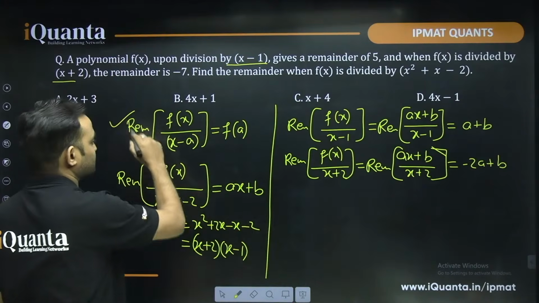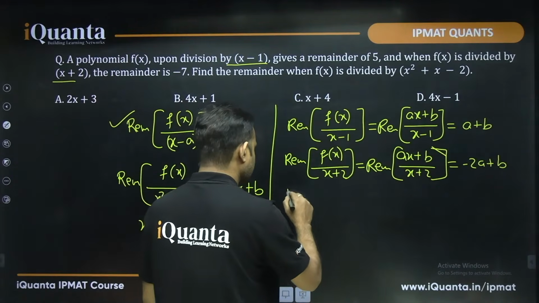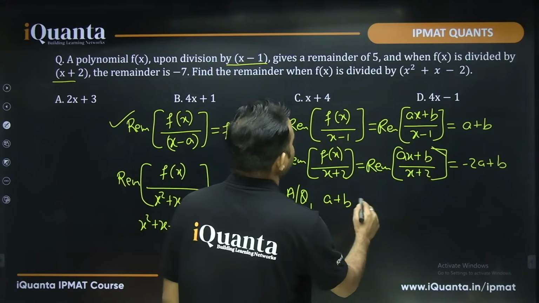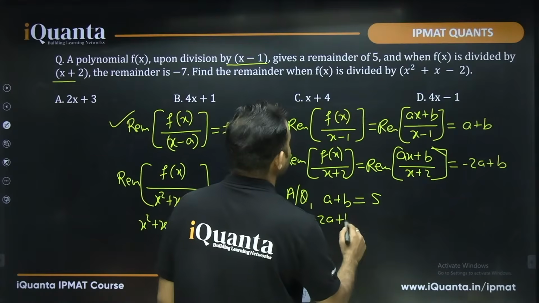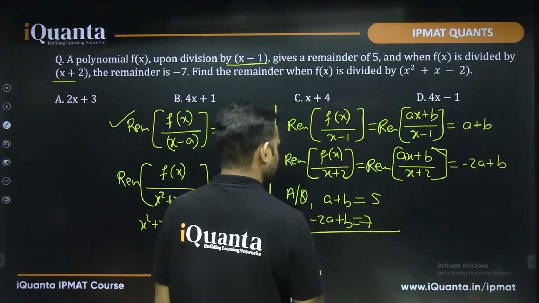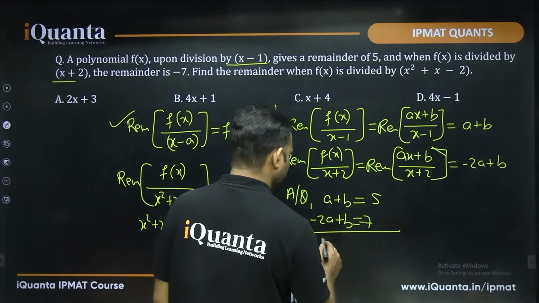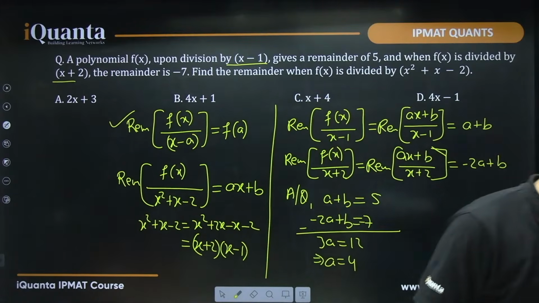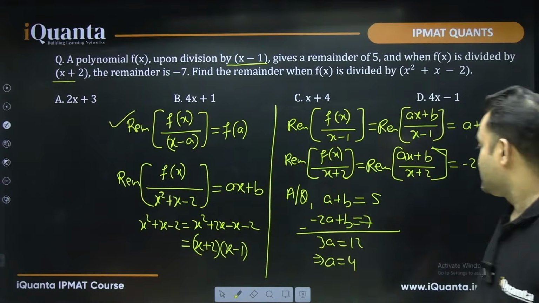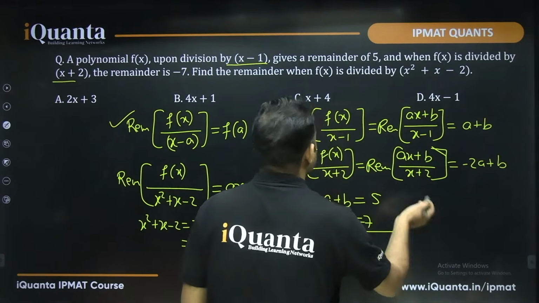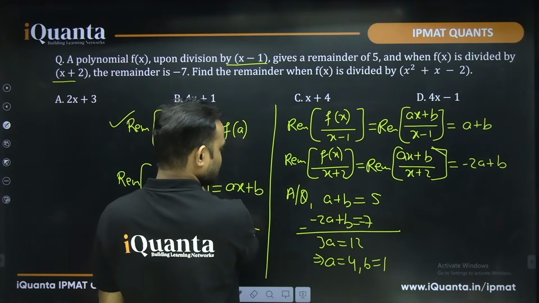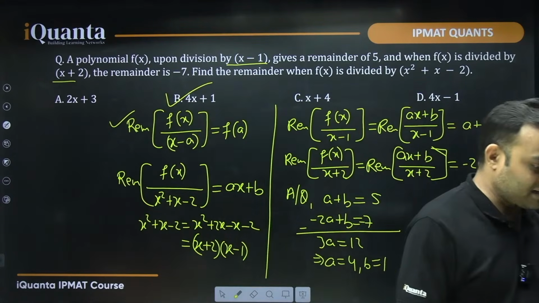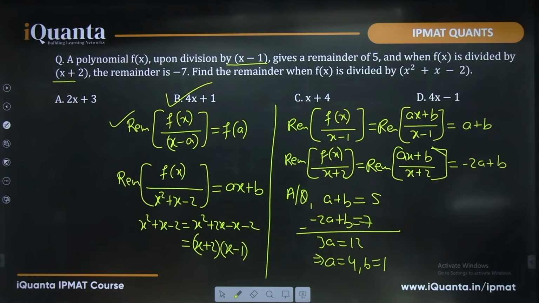Follow this, right? Now according to the question, a plus b is equal to 5, minus 2a plus b is equal to minus 7. So subtract this. So 3a is equal to 12, a is equal to 4. If a is equal to 4, what we can say is that b will be equal to 1. So ax plus b means 4x plus 1. Option B is the correct answer, right? ठीक है, समझ गए?